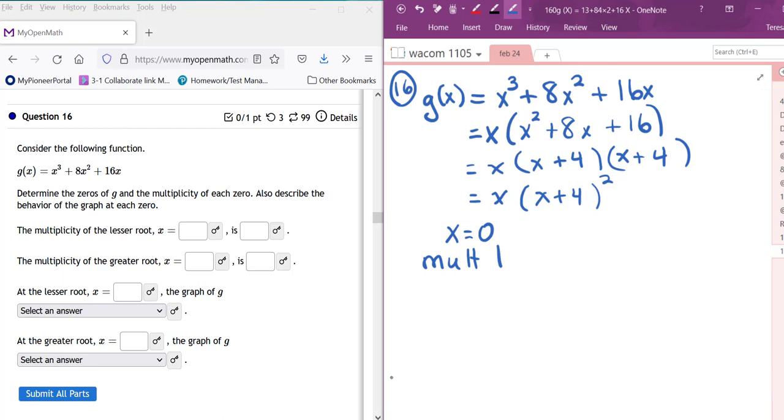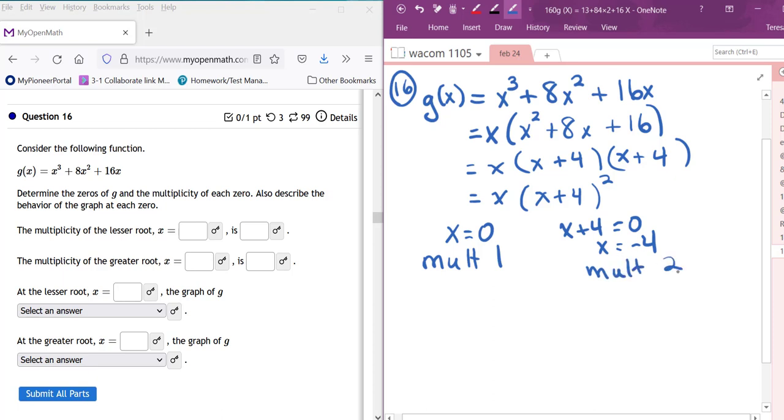And I'm going to drop on down here. And at this root, you know what? I have to be careful here because when I solve for the other one, x will be negative 4, and that is the lesser root. Okay, so I had to solve first, right? And this one will be multiplicity 2.